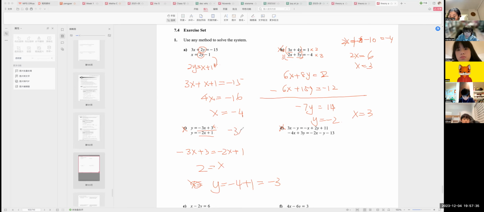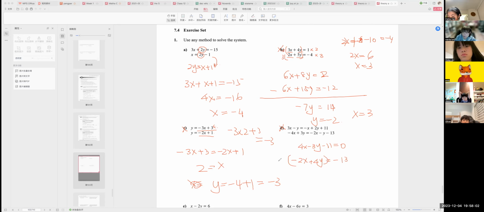Okay, you can also check by putting x into the earlier one. So it's negative 3 times 2 plus 3, so still equals negative 3. Okay, so let's take a look at this one. For number D, I'm going to put them together first. So it's 4x minus 3y minus 11 equals 0. And this one is negative 2x plus 4y equals negative 13.